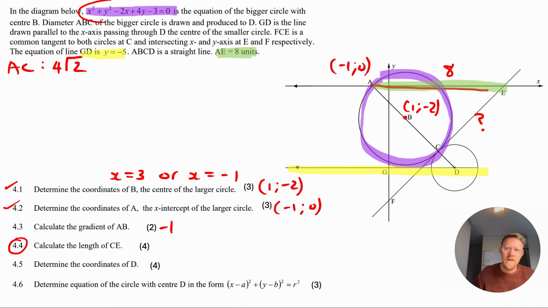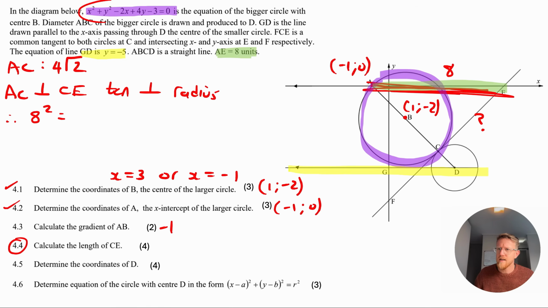So now we can also then just tell the examiner that we understand that these two lines are perpendicular. And so we could say that AC is perpendicular to CE, because we have a tangent that will always be perpendicular to a radius, right? We've got a radius there and we've got a tangent there. And so therefore we can use Pythagoras. So we can then say that 8 squared, because this is the longest side, is going to be equal to 4 square root 2 squared plus CE squared.